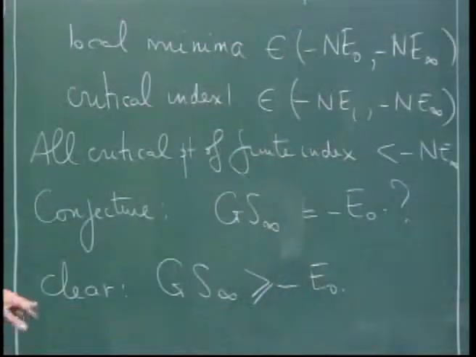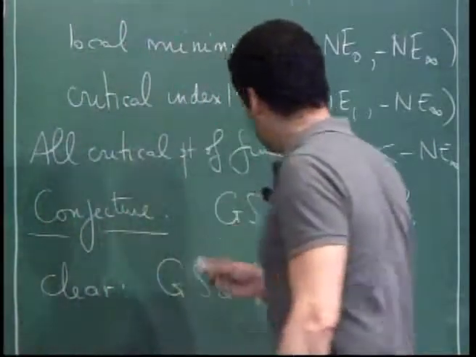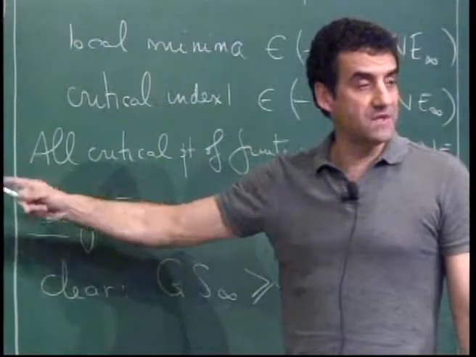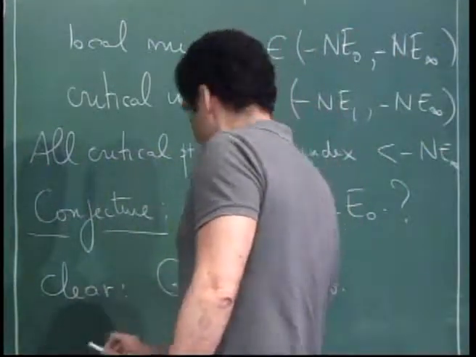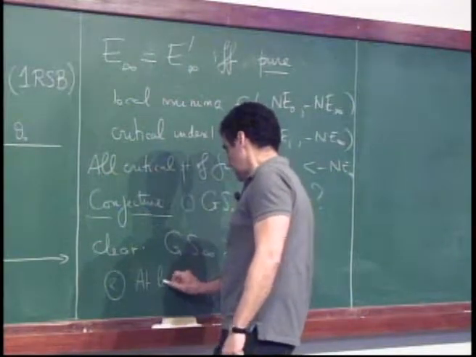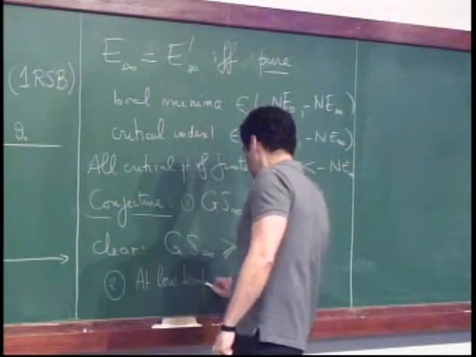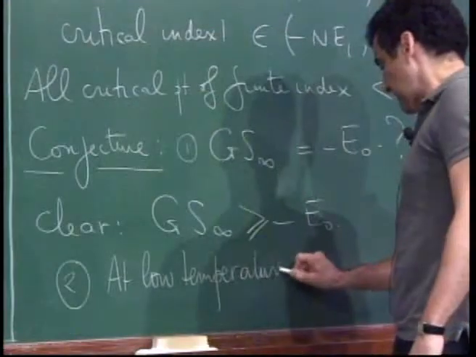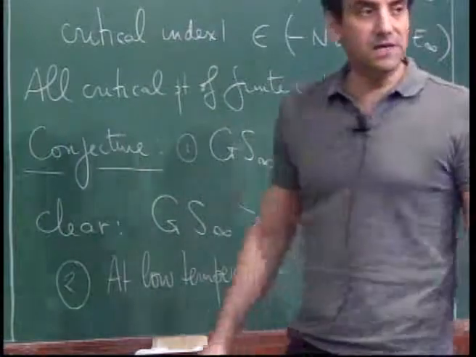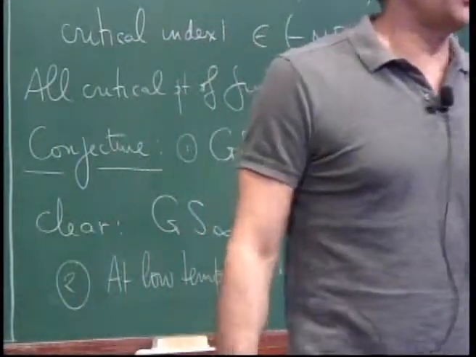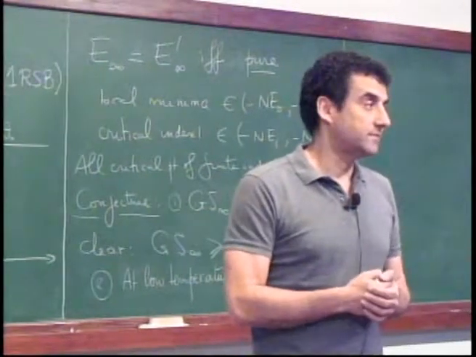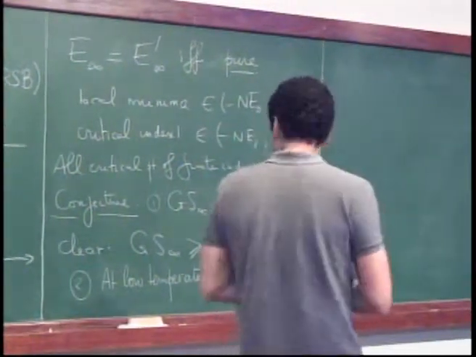So that's one conjecture. Related to it, in this class, at low temperature, you have one-step replica symmetry breaking. Remember what that means? In the Parisi formula, it means that the functional order parameter, zeta, as I called it, is made of two atoms. All right? And that we don't know.